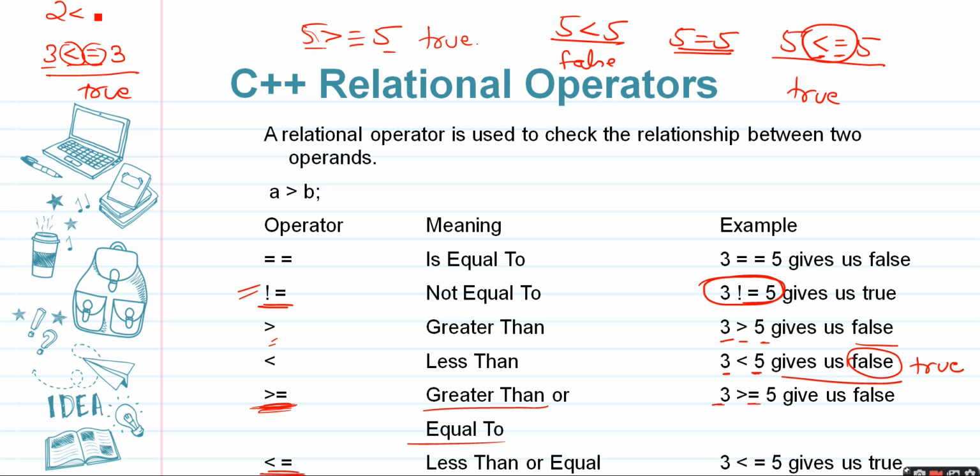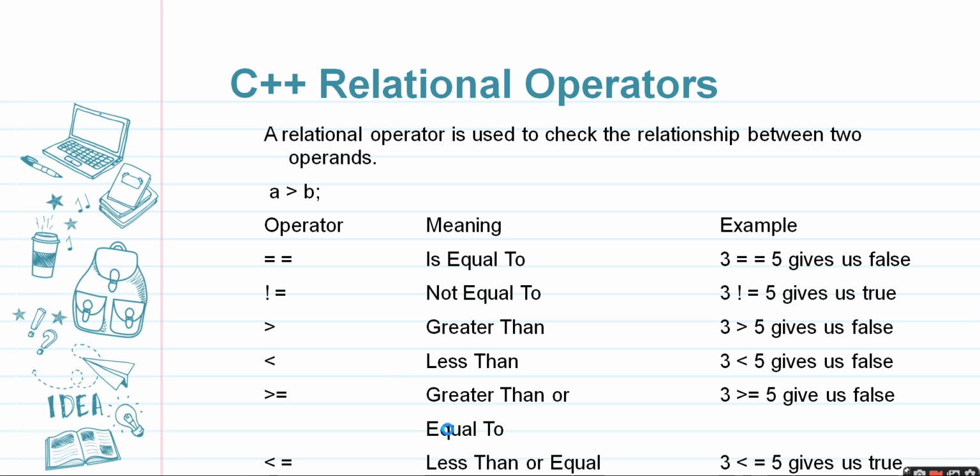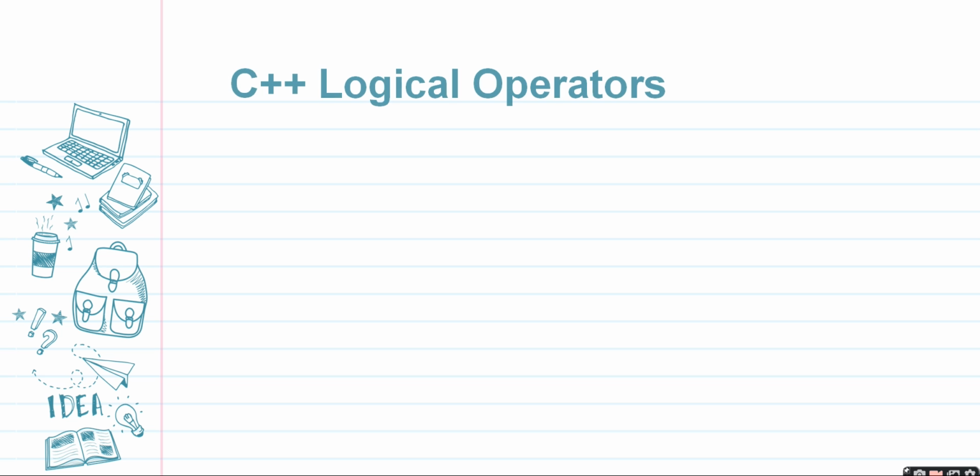Let's say 2 is less than or equals to 3, what will it return? True, because 2 is not equal to 3, but it is less than 3. So one of the conditions is true, that's why it will return true. Alright, so we have learned about relational operators as well.